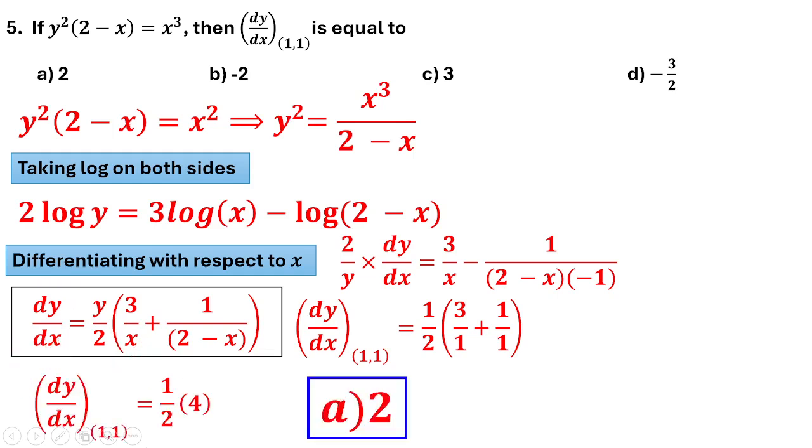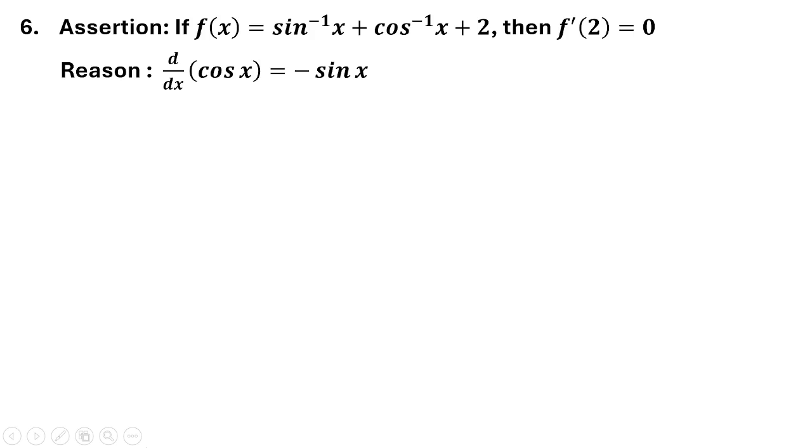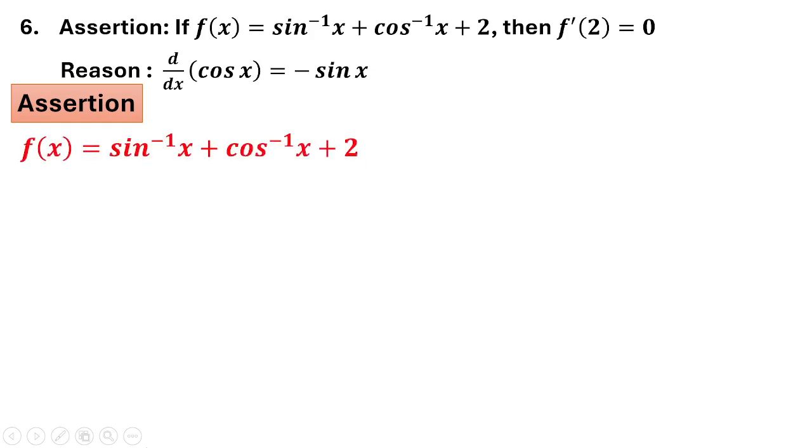Option A is correct. Let us move on to assertion and reasoning. Assertion is given, reason is given. First, we have to check whether the assertion is true. Sin inverse x plus cos inverse x plus 2.